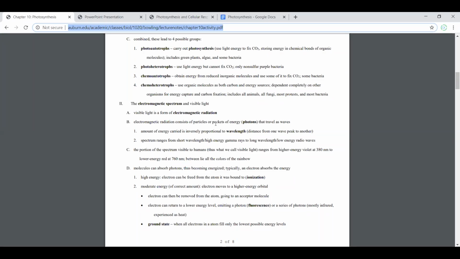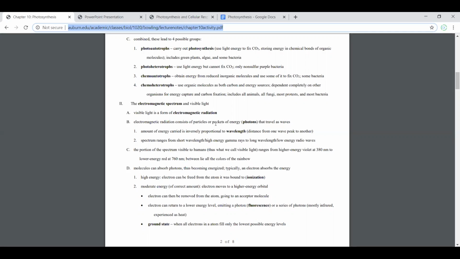So we have to look at it a little bit. Visible light is a form of electromagnetic radiation. That just means that visible light is like a wave, if you will. If you have studied a little bit of physical science, you know that the electromagnetic spectrum is all of the different types of waves based on their wavelengths, and how strong they are in some sense. Visible light is in the middle. It's the wavelength that we can see, and that's what plants use for photosynthesis.